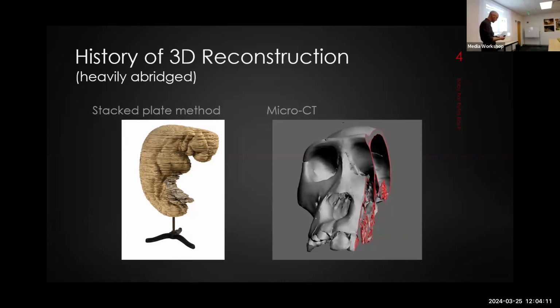On the right, I've put a 3D surface model made from a micro CT scan. Micro CT reconstructions result in a stack of registered slices of density information. In some ways, this is a born digital version of the stack to plate process.